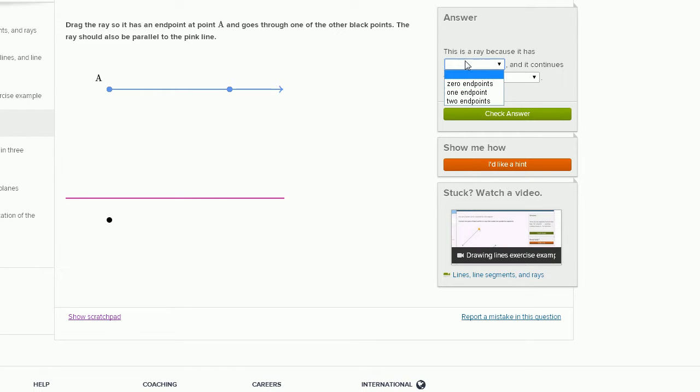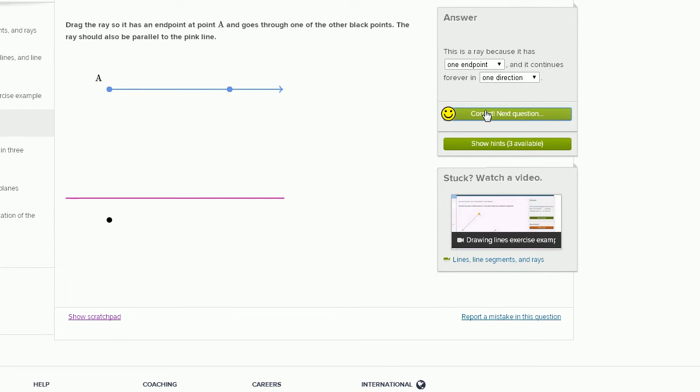So this is a ray because it has one endpoint. Zero endpoints would be the line because it never ends. Two endpoints would be a line segment because it ends. So a ray has one endpoint, and it continues forever in one direction. A line segment never goes past the points that it's made to go, and two directions would be a line, which is infinite.